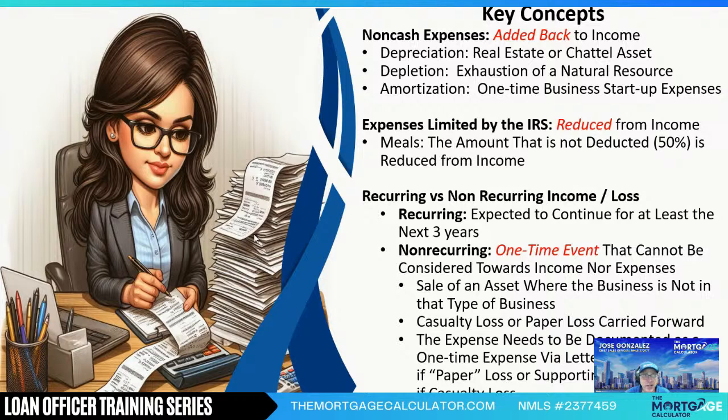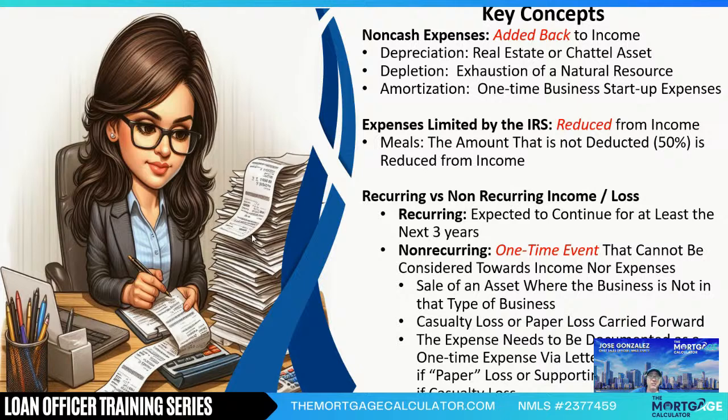And now the third category, which can be a little bit confusing, but this is one that I've used to my advantage to save a deal, is recurring versus non-recurring income and/or loss. So first, what do we mean by recurring? Recurring means that it is expected to continue for at least the next 3 years. So if you do get something reported in the non-recurring income category, maybe it's recurring. Reach out and find out what it was.